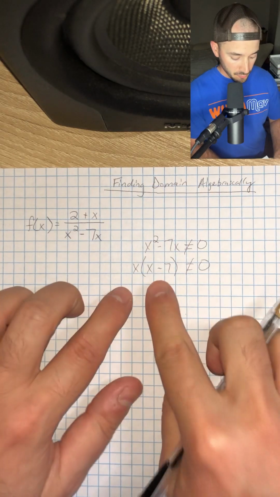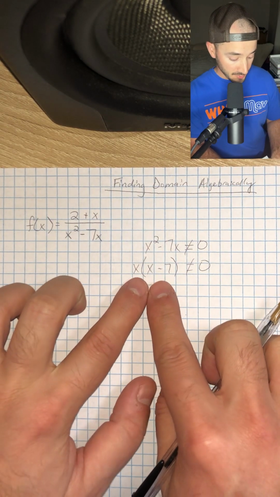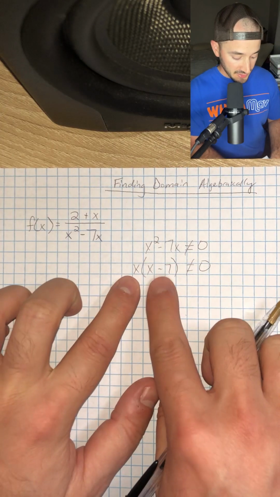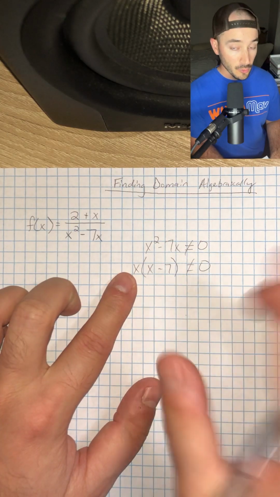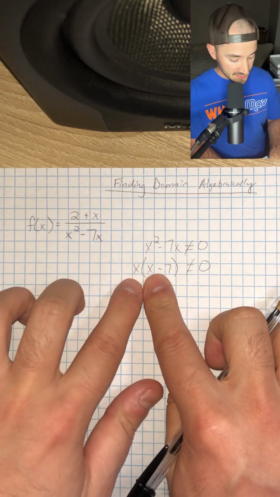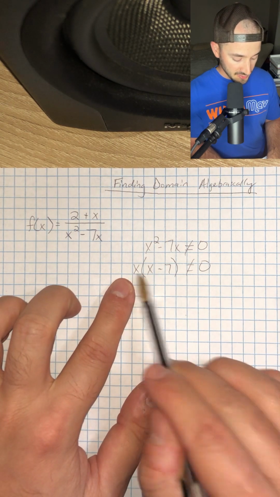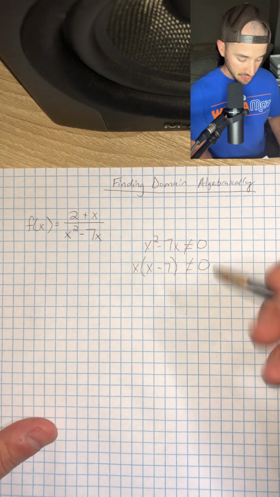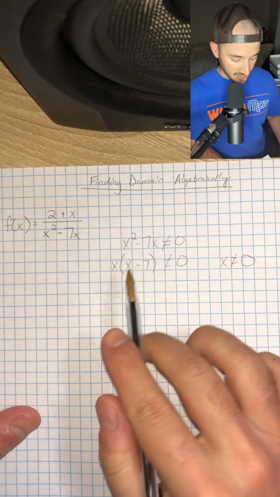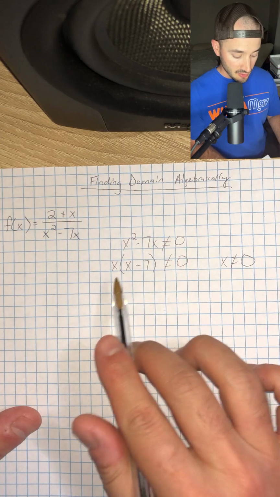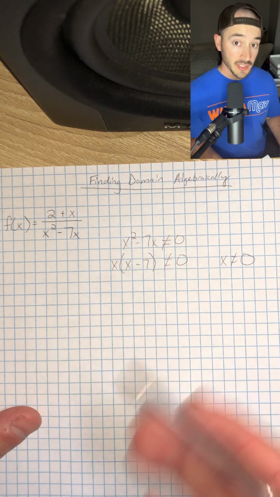From here, we basically have two factors: x, and then that multiplied by x minus 7. If either one of these is equal to 0, because we're multiplying, that's going to make the whole thing equal to 0. So obviously if we put 0 for x, that makes the whole thing 0. So x cannot equal 0, and x minus 7 can also not equal 0, because if that is 0 and we multiply, we're going to get 0.